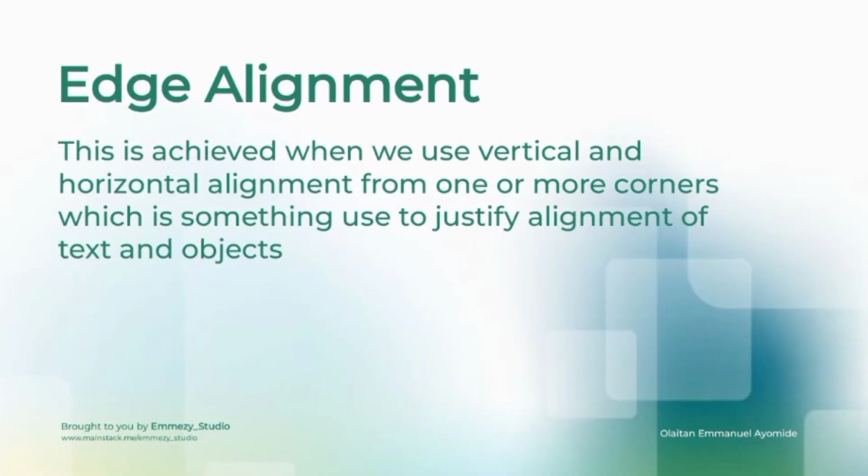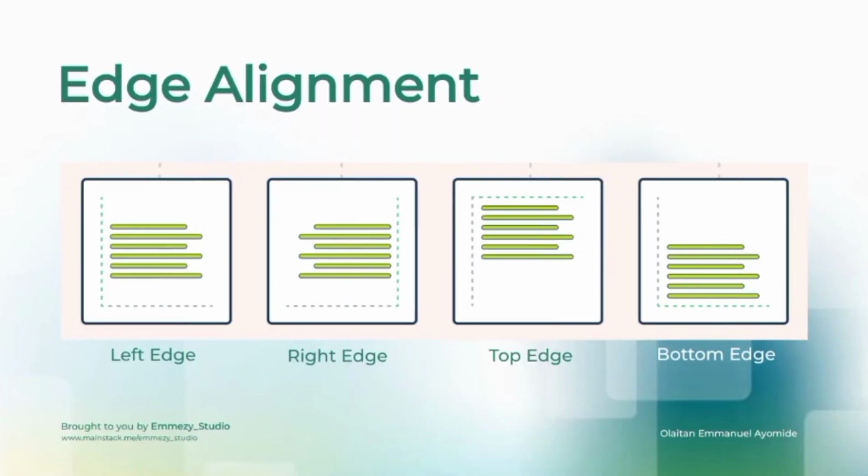Okay. So let's look at another alignment which is called edge alignment. This is achieved when we use vertical and horizontal alignment from one or more corners, which is sometimes used to justify alignment of text and object. Now, you're basically thinking, what is the essence of this? We'll see that shortly. So this is basically your four types. Now we have the left edge, the right edge, the top edge, and the bottom edge. Now without the center alignment. Don't forget, it is the usage of vertical and horizontal alignment. Now without the center horizontal alignment or the center vertical alignment.